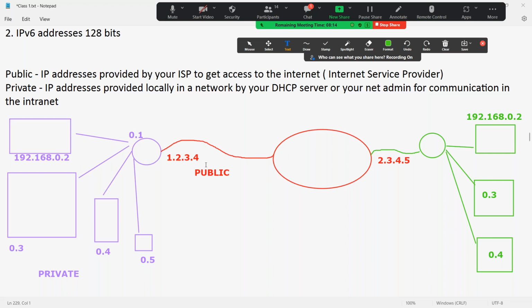Okay. So is this clear, guys? The network address translation, the public IP, the private IP part. Any questions or doubts up to this part here? Anyone?